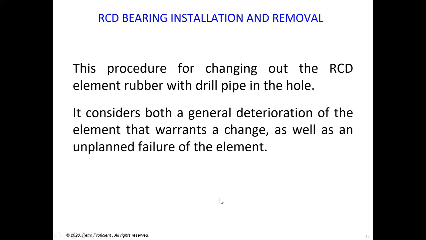So RCD bearing assembly removal, that we saw in one of the animations, how the bearing assembly is installed and removed. In real life, this needs to be done following a particular procedure. It is not just that we run in the bearing assembly and install it in the bowl, as we saw in that animation or in a couple of graphics earlier. It needs to be done at the beginning of the job, but also when the element that we were discussing fails. If the element fails and starts to leak, we need to remove and change the bearing assembly.